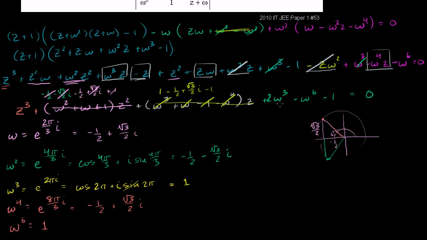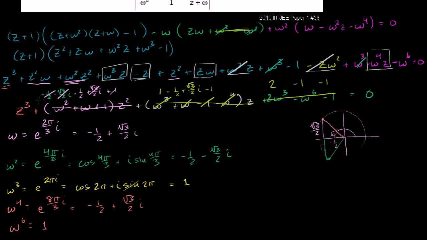And then finally, let's look at these characters over here. 2 times omega cubed, this is just going to be a 2 here. Minus omega to the sixth. Well, that's just minus 1. And then you have a minus 1. So this is 2 minus 1 minus 1. This is also equal to 0.